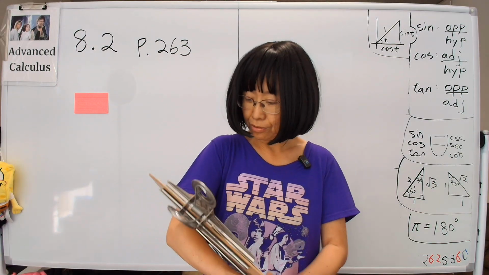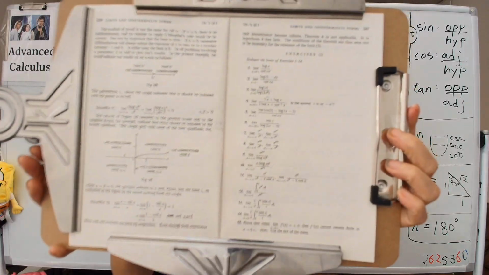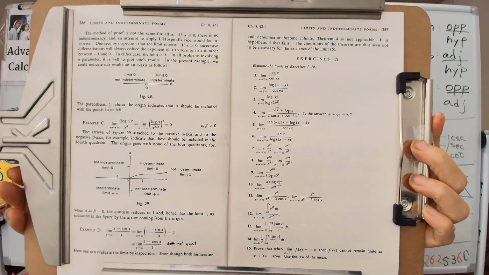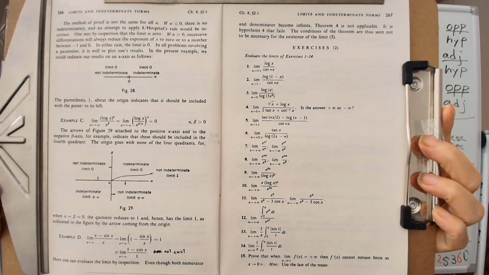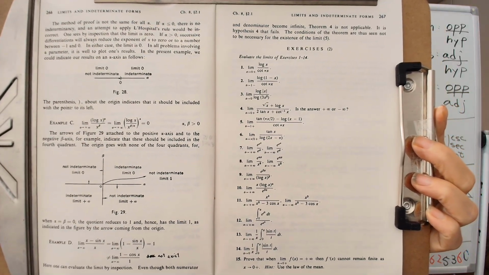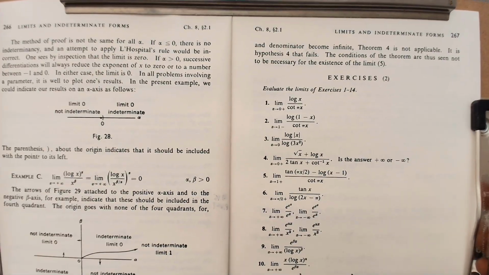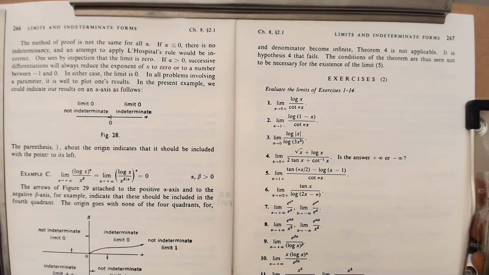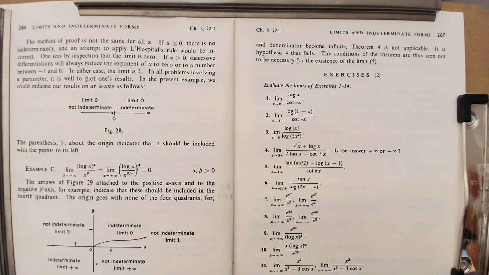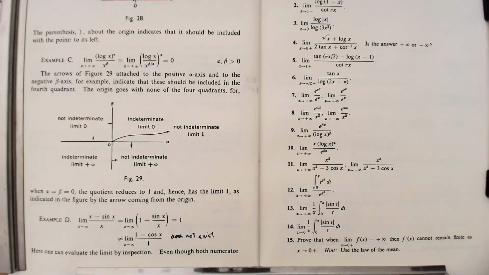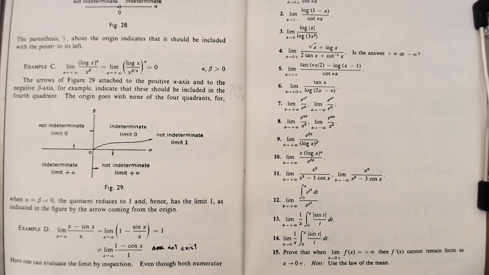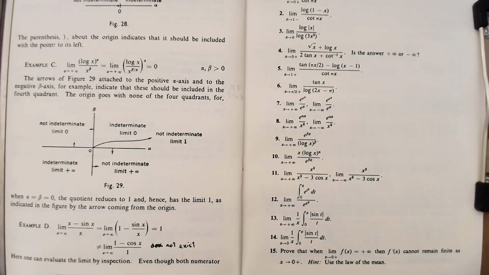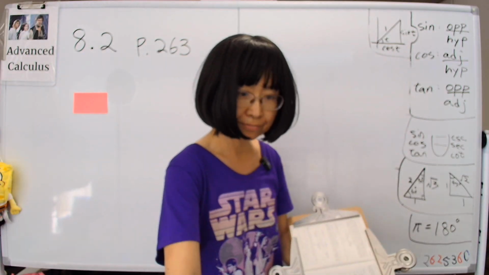And finally, 266 and 267. Let's see. Okay, there is this thing here. Okay, and then a little closer on top. And then on the bottom. All right, that should do it.